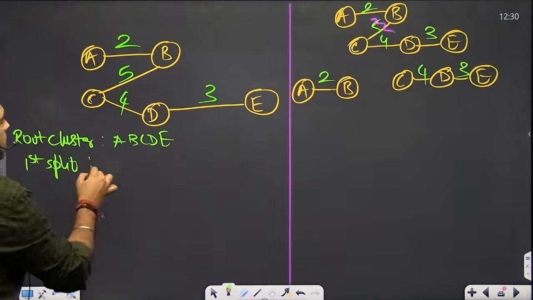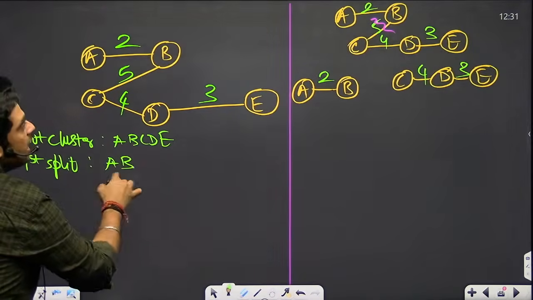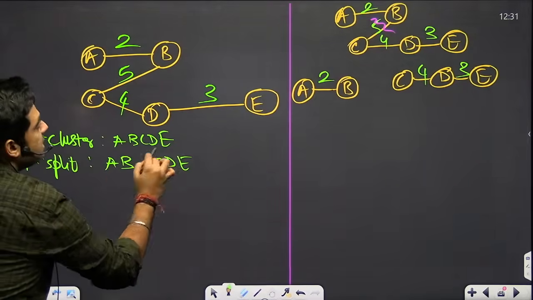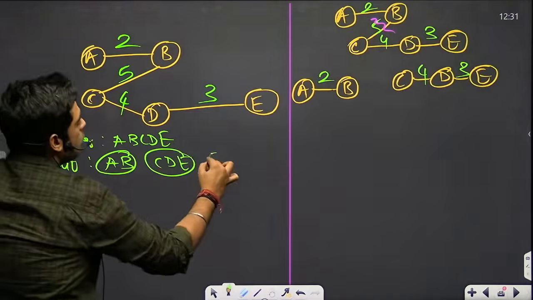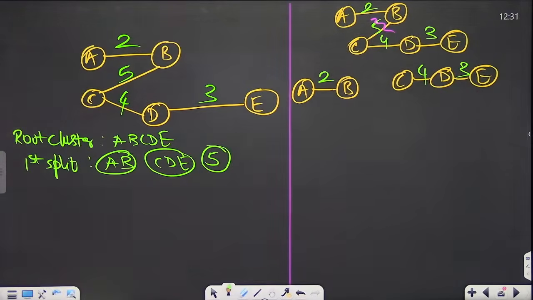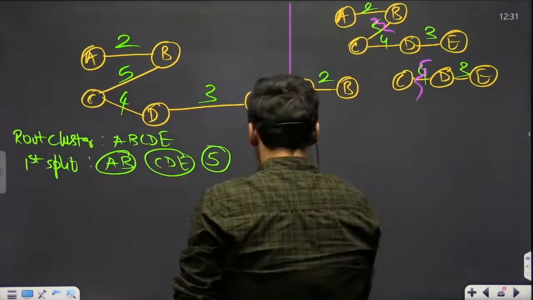First split is done in such a way that I have AB as one cluster and CDE as the second cluster, and at what cost? That is at a cost of 5. Now the second split would be between which elements? The most dissimilar ones.